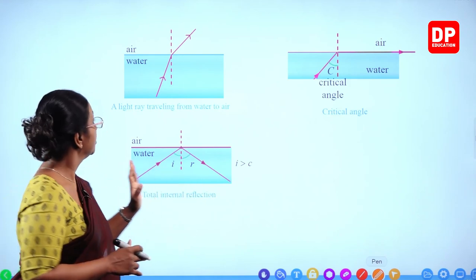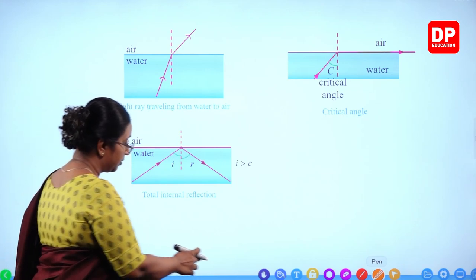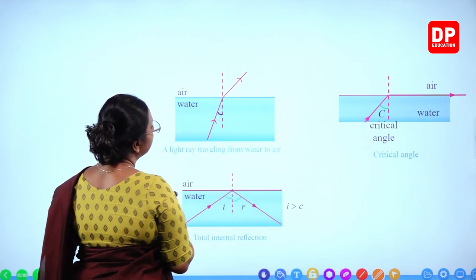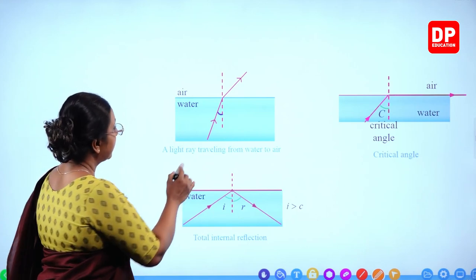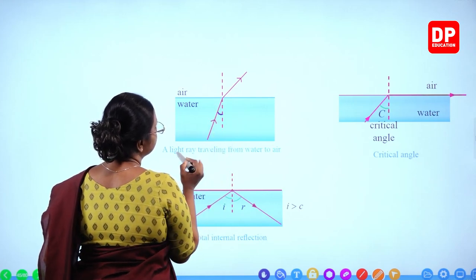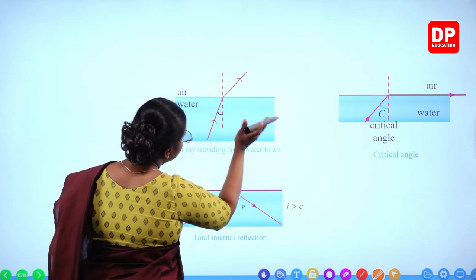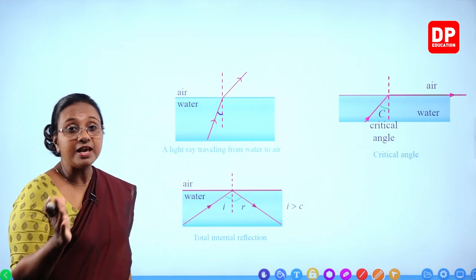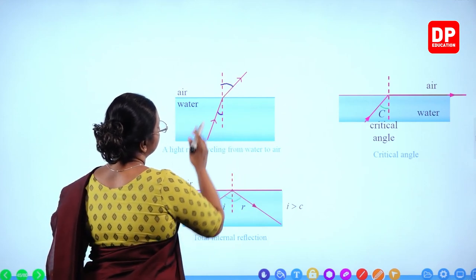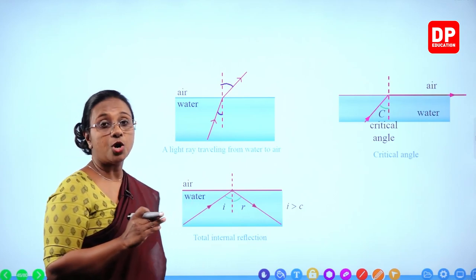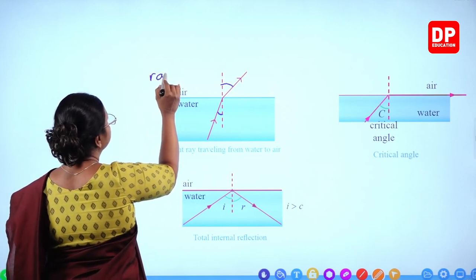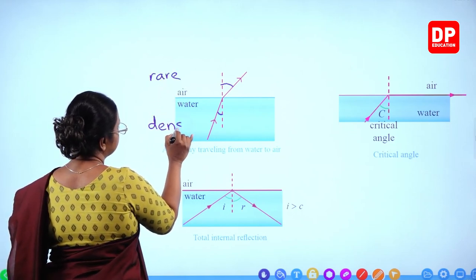Is that clear, students? So when light goes from one medium to the other, here in this first diagram you can see this is the angle of incidence. The light ray goes and meets at the interface. This is the normal. Then the light ray refracts away from the normal. Here you can see this is the angle of refraction. So the light ray refracts away from the normal when it goes from a denser medium to a rare medium. So this is rare, this is dense.